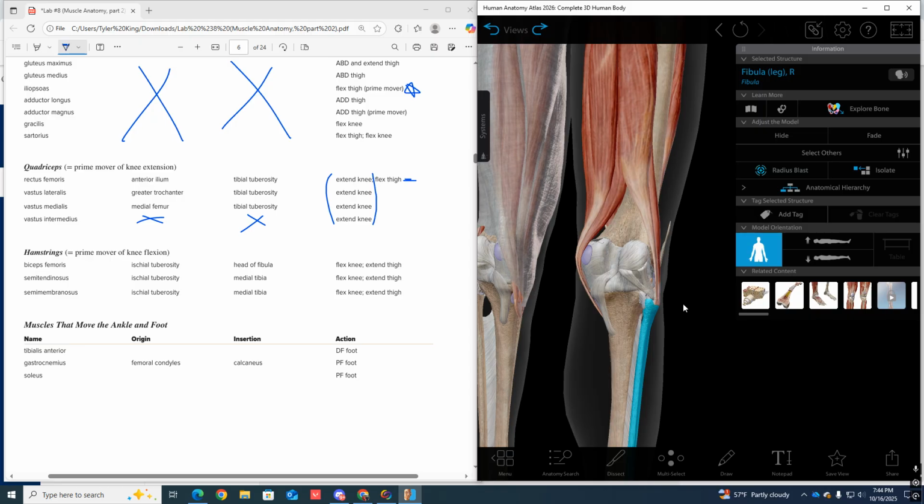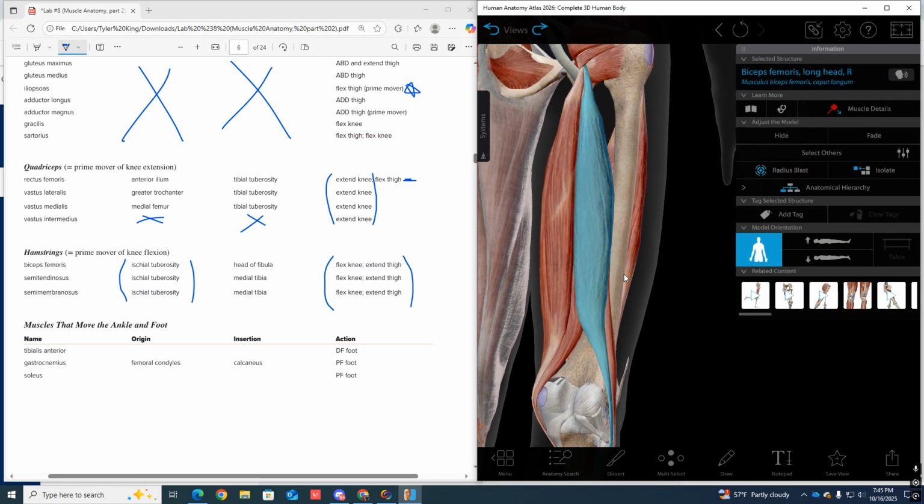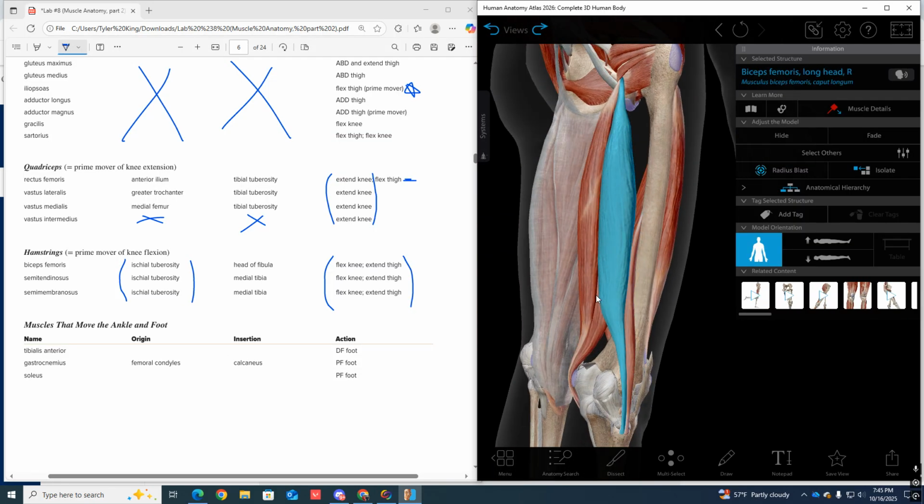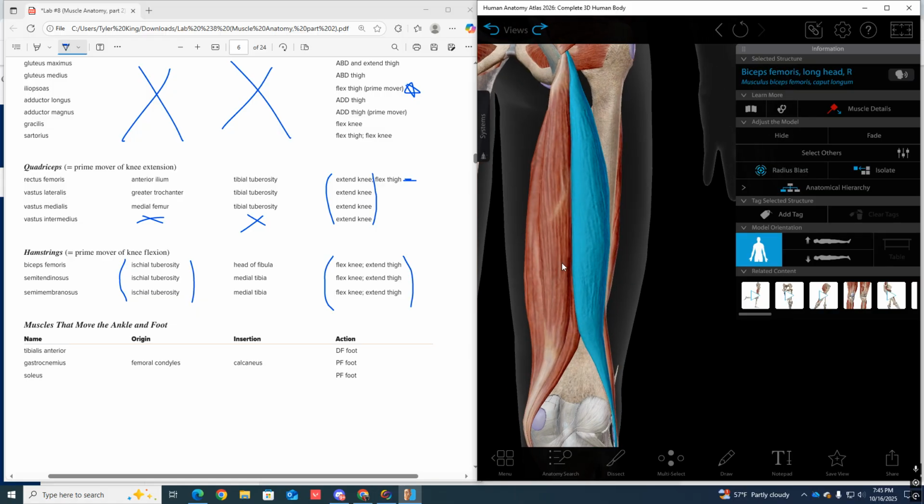So these guys flex the knee. We know what that looks like. And then we also know that it extends the thigh, so it pulls the thigh in the posterior direction. And as you can already see with this relationship here, they all do the exact same function. All the hamstrings have the exact same function, and they all have the same origin. Just take note of that. So that's biceps femoris, the two-headed thigh muscle. Two-headed thigh muscle.